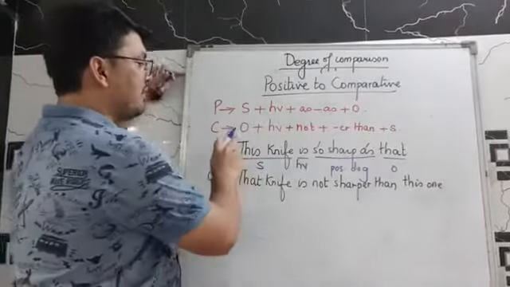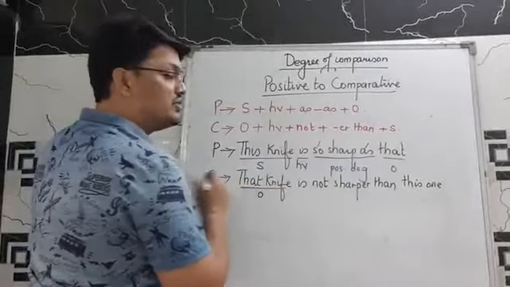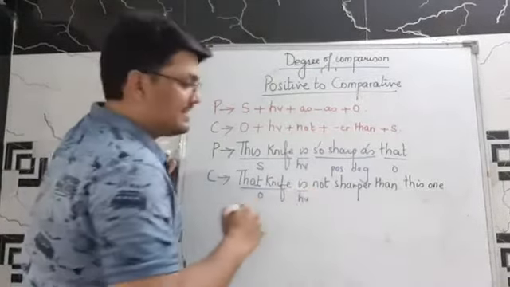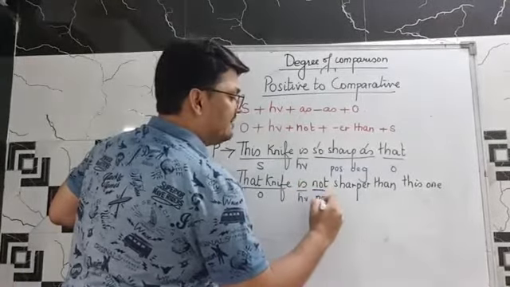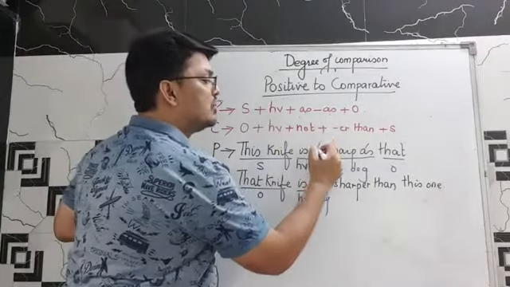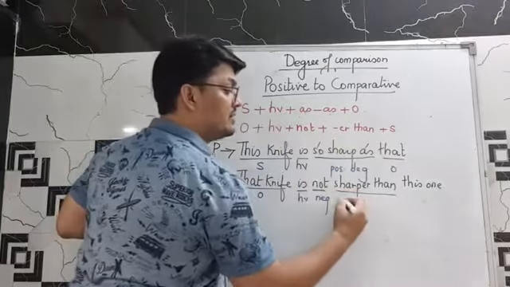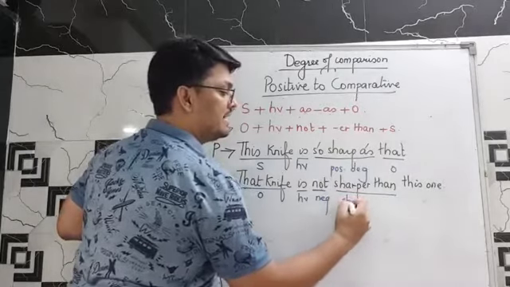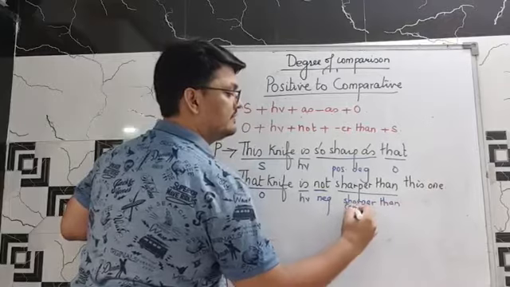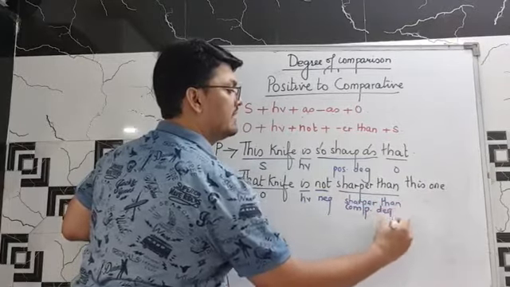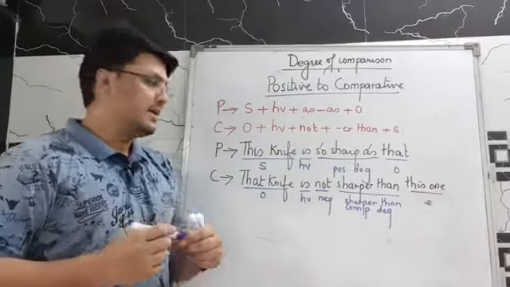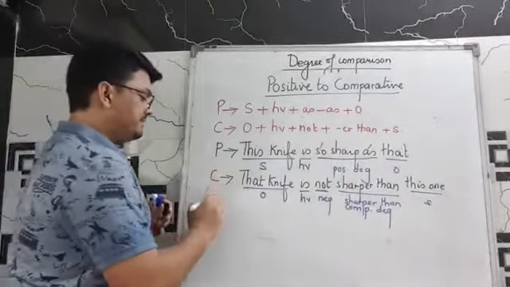Yes, we have followed. That knife, object, is helping verb. We've used negative. The structure tells us to put negative. Then so sharp as became what? Sharper than, means comparative degree. And this is my subject. Okay. Now let's take another example.